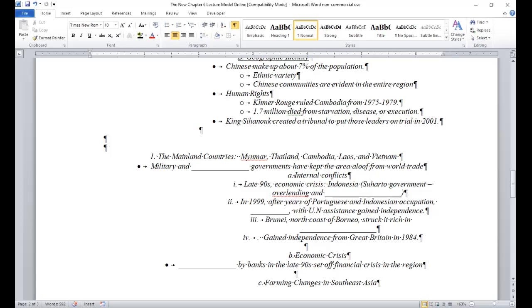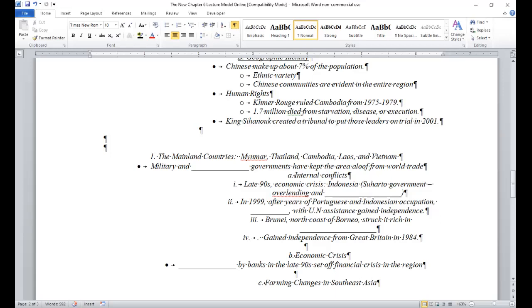Late 90s, there was an economic crisis coming out of Indonesia, the Suharto government, the Suharto family. There was a lot of overlending and subsequent government corruption, probably the epicenter of the problem. And then you had 1999, after years of Portuguese and Indonesian occupation, East Timor, with UN assistance, gained their independence. And you could see, at the bottom of the map there on page 264, just to the east of the island chain of Indonesia, you can see East Timor.